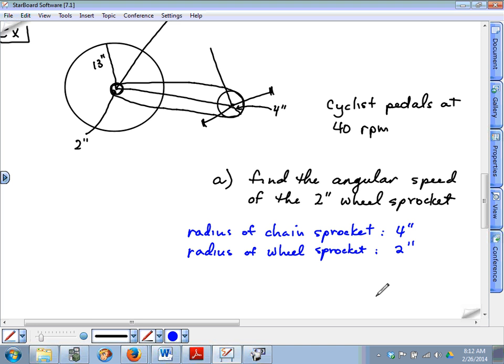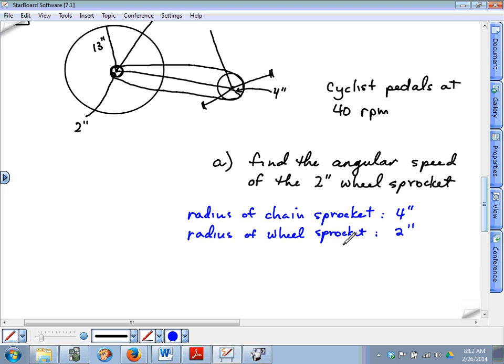So is the RPMs for the chain sprocket? Yep, because the pedals are connected to this chain sprocket. Let's start with that. If the chain turns 40 revolutions per minute, how many radians is that? 80 pi. So it's going to turn 80 pi radians in 1 minute.